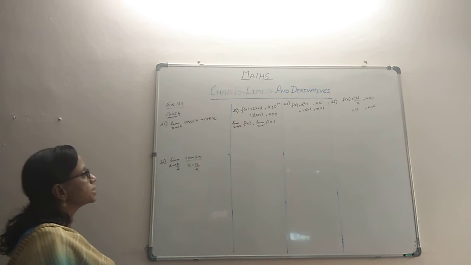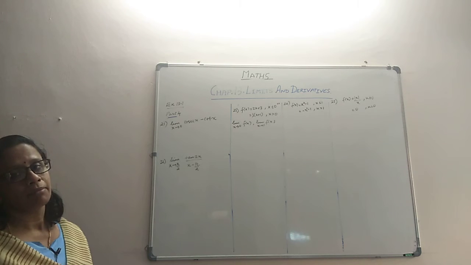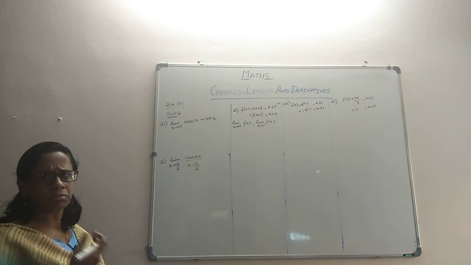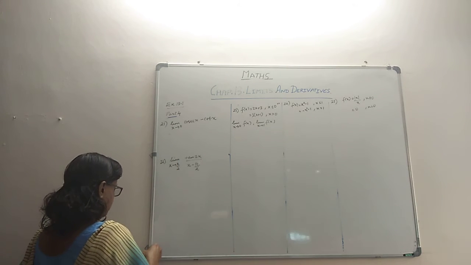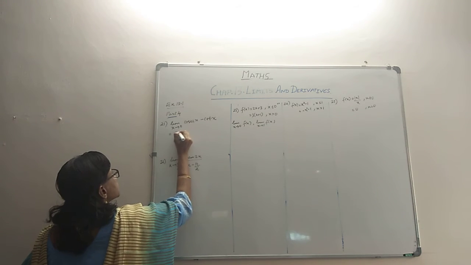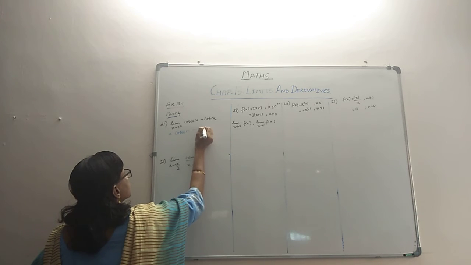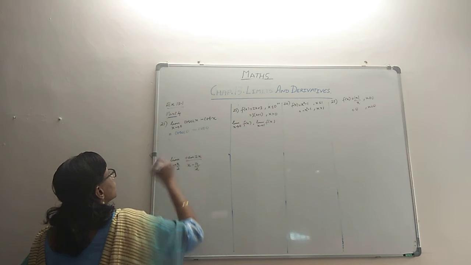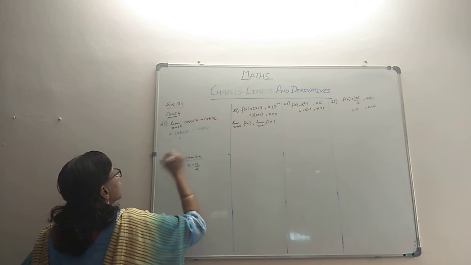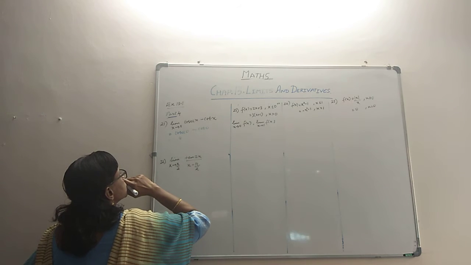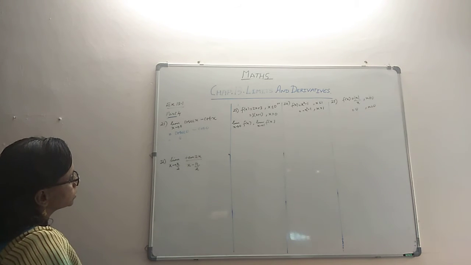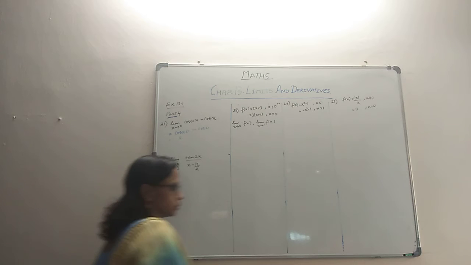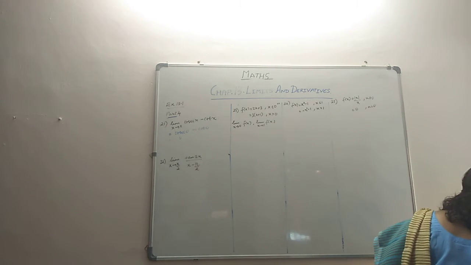The 21st problem says: limit as x tends to 0 of cosec x minus cot x. Nothing seems to be so dangerous, so maybe we can directly substitute and get the answer. Cosec 0 minus cot 0. Cosec 0 is 1 by sin 0, and cot 0 is cos 0 by sin 0. I don't know. So direct substitution may not be so very advisable.